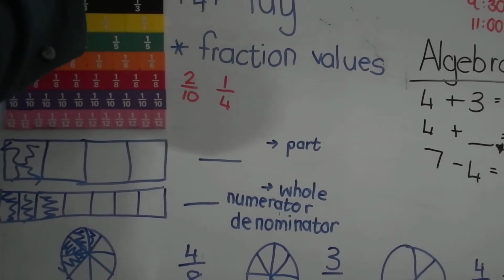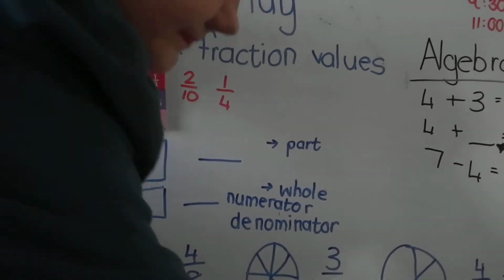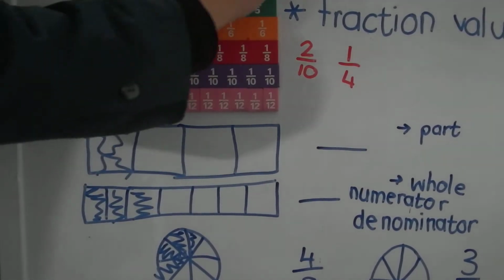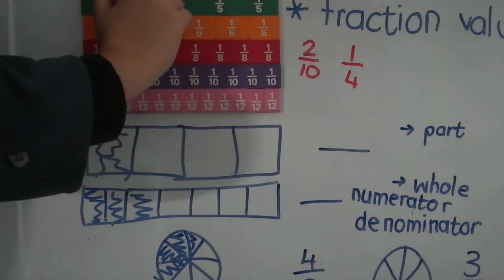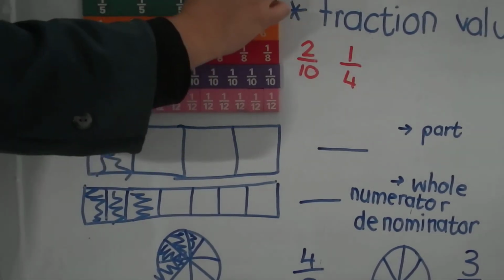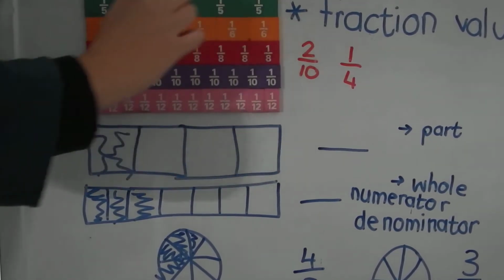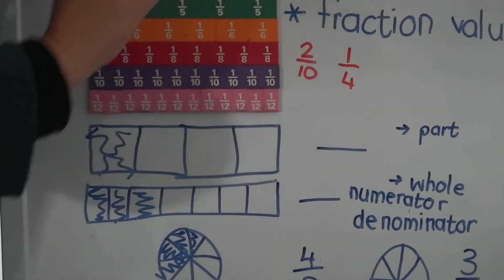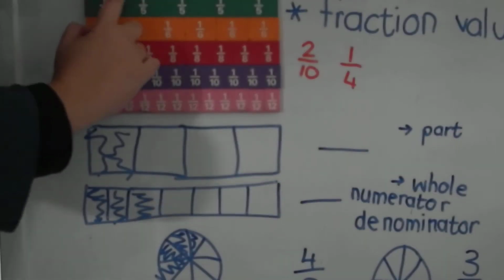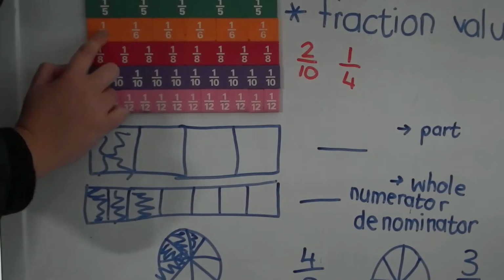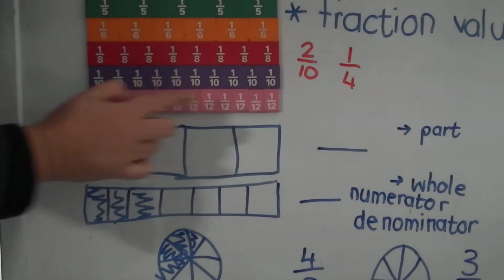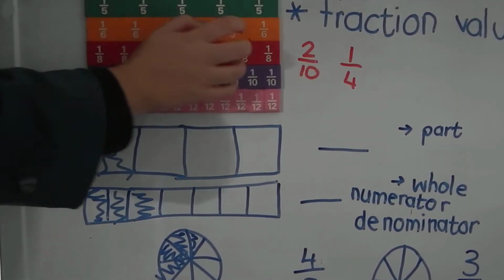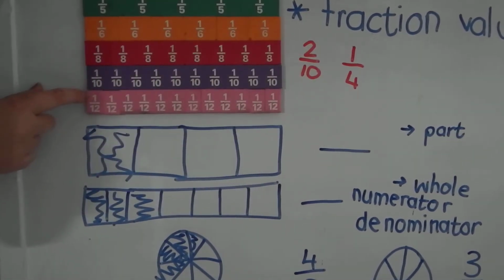Okay, so now we're quickly going to go through it all again with this thingy. So one whole piece can be divided into 2 pieces. This is one half, this is the second half. Can be divided into 3 pieces, a third, a second third, and a third part of the 3 parts. So that's a whole. Then it can be divided into quarters, fifths, sixths, eighths, tenths, and twelfths.